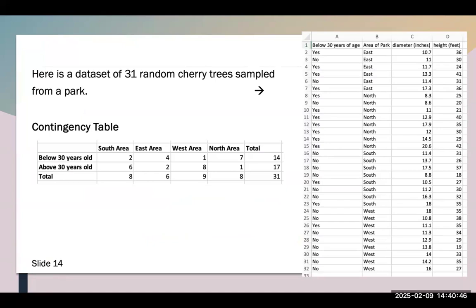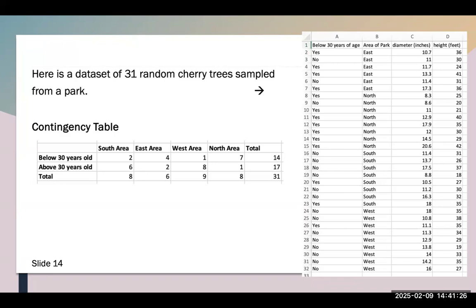Here's another data set. This data set we've seen before is 31 random cherry trees selected from a park. And you can see from the data set that we have whether or not they're below 30 years of age, what part of the park they came from, the east, north, south, or west, the diameter of the trees in inches, and the height of the trees in feet. When we did a lab with these cherry trees, we compared the diameter to the height, made a scatter plot, and tried to see if there was an association.